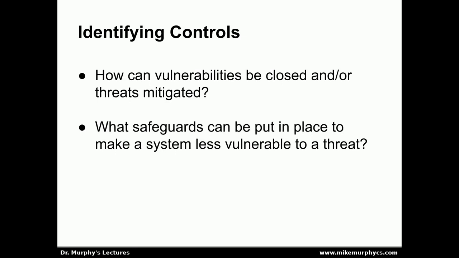In order to identify controls, we need to ask ourselves what kind of vulnerabilities there are to the types of threats that we've determined exist, and how can those vulnerabilities be closed, or how can we mitigate the threats? What safeguards can we put in place to make the system less vulnerable to a specific threat? What types of protective measures can we take?